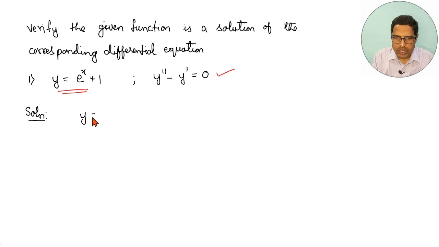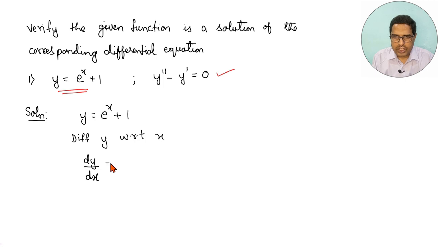So we have the function y equals e power of x plus 1. Let us differentiate y with respect to x. So dy by dx equals, differentiation of e power of x will be e power of x itself, plus the derivative of the constant 1 will be 0. Therefore we have got dy by dx equals e power of x. Dy by dx can be written as y dash. So we have got the first value y dash.